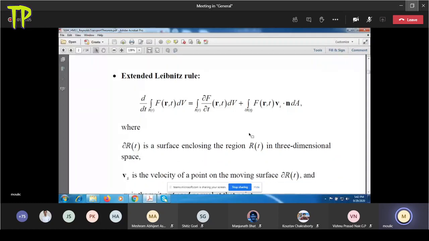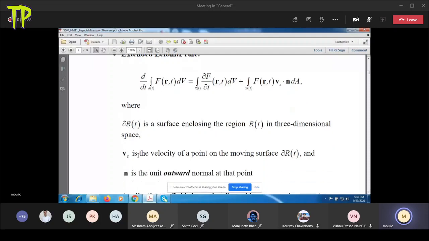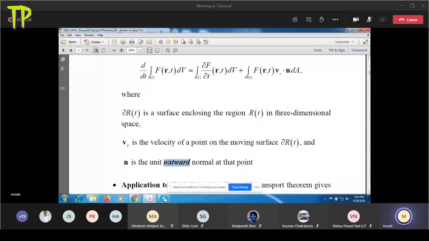This does not mean a small surface. Del R is a symbol which connects the surface to the region which is enclosed by the surface. Of course, this extended Leibniz rule is for the case where you have a surface del R enclosing a region R in three-dimensional space, and Vs is the velocity of a point on the moving surface, and n is the unit outward normal at that same point.